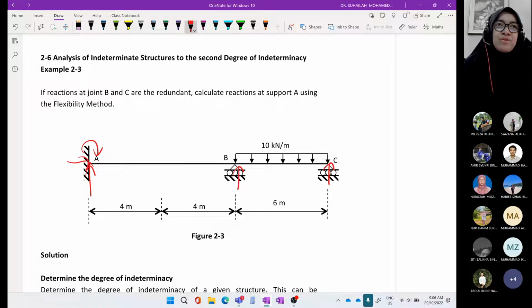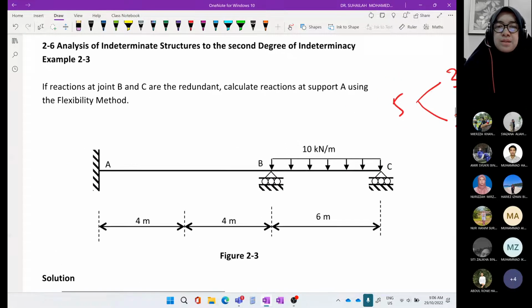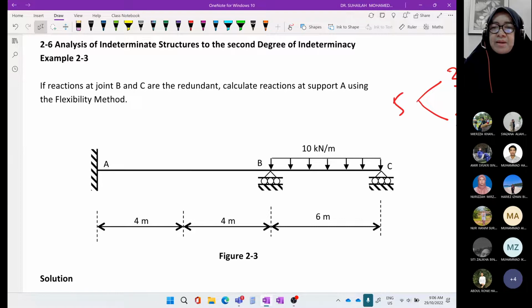Now we have 5 unknown reactions, and only three can be solved using equilibrium equations, and 2 we will determine by using compatibility equations. By using this beam, we are going to derive the compatibility equation, because the redundant will be determined using the compatibility equation. So we consider this beam and calculate the reaction at support A.